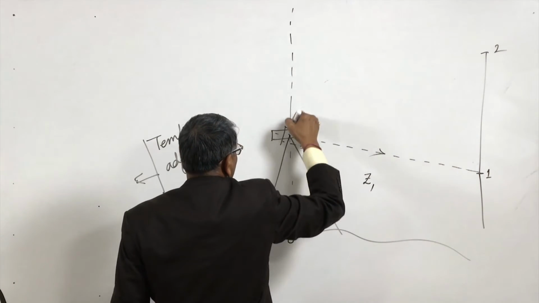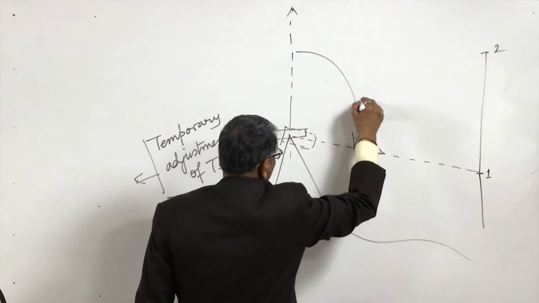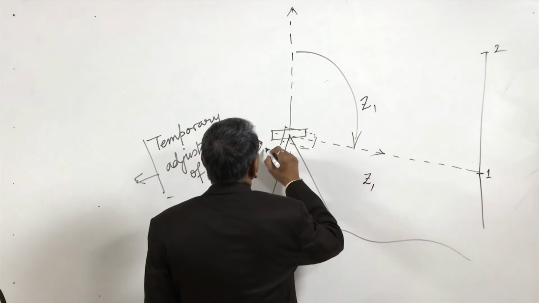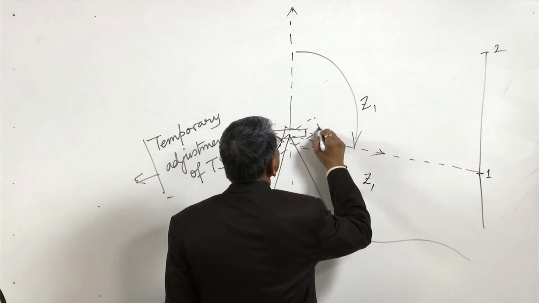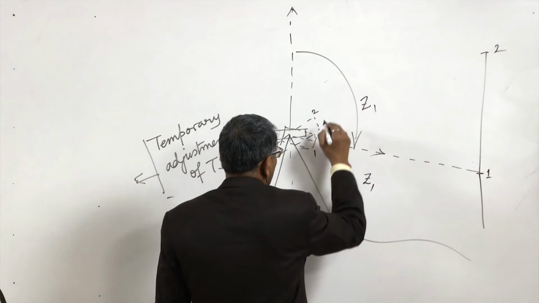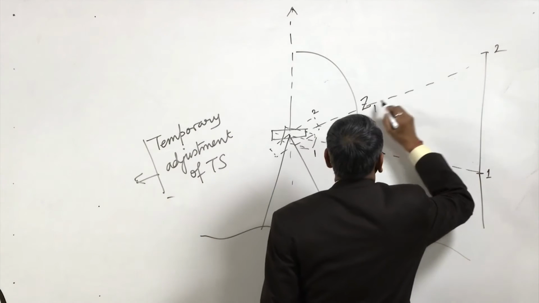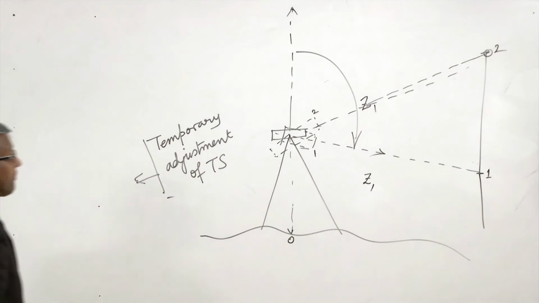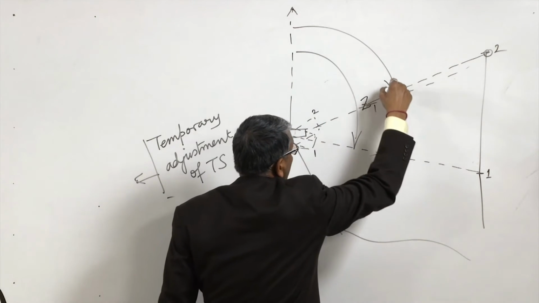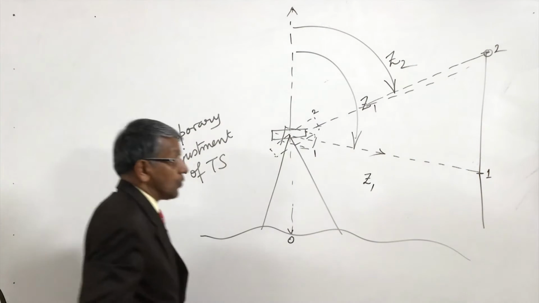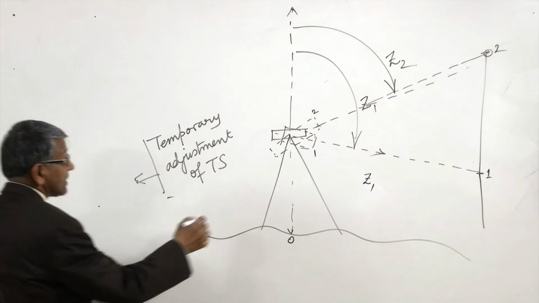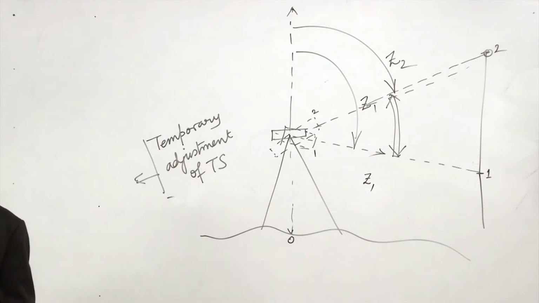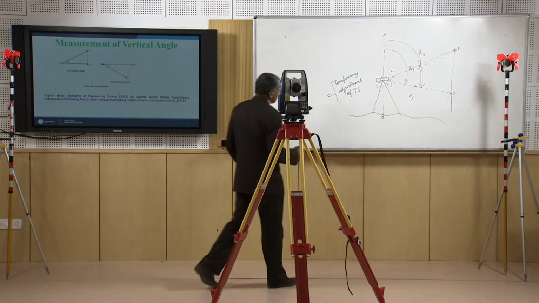So, we will get an angle like this, zenith angle Z1. Then we will change this, and we will focus this instrument to this second point and bisect the second point, and the total station will automatically provide another zenith angle, that is Z2. So, if we note down Z1 and Z2, then this angle can be found out by taking a difference of Z1 and Z2.